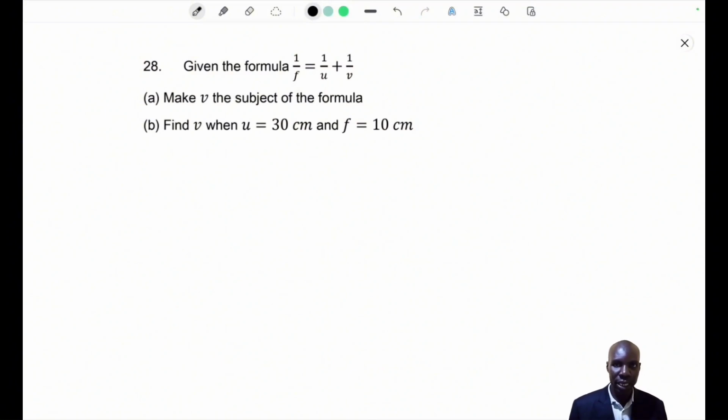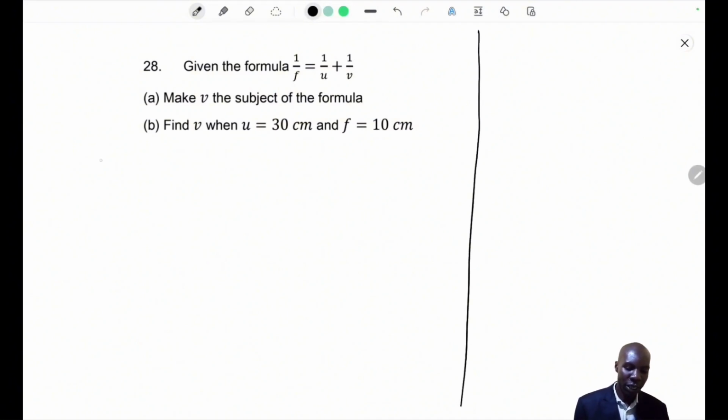Number 28. Given the formula 1 over f equals 1 over u plus 1 over v, make v the subject of the formula. Find v when u is equal to 30 centimeters and f is equal to 10 centimeters. So the formula that we are given is 1 over f equals 1 over u plus 1 over v.